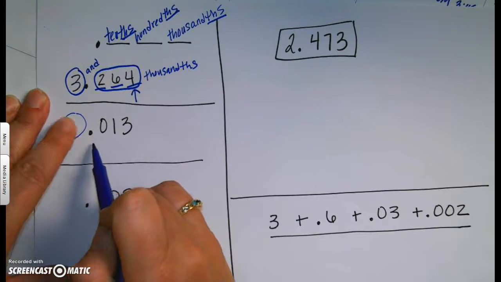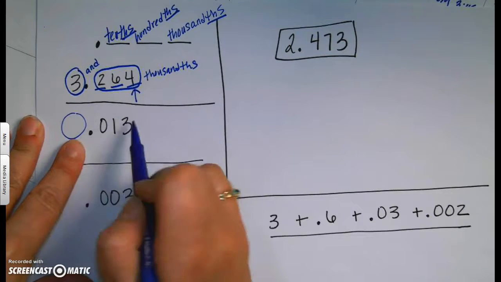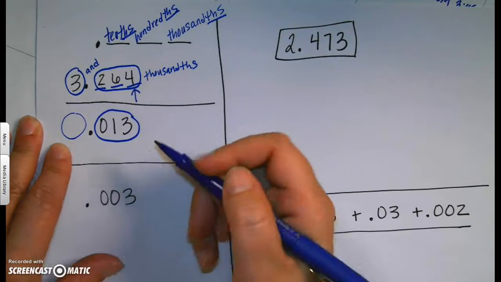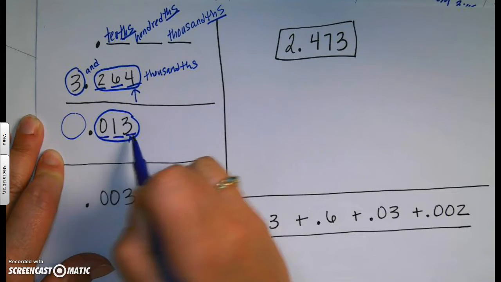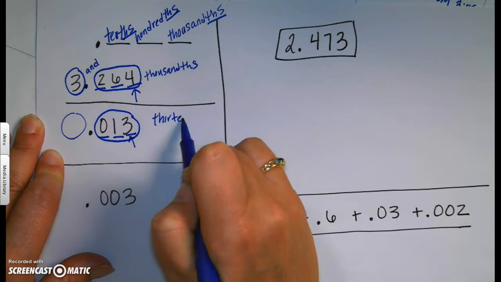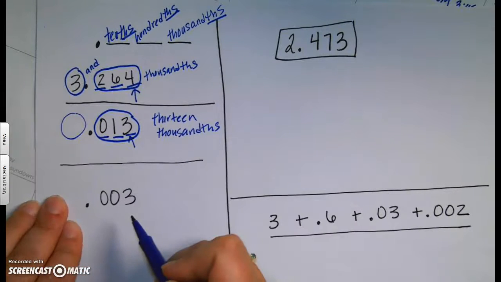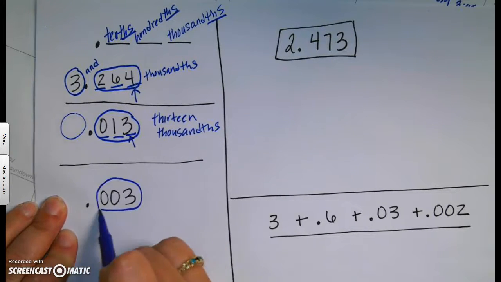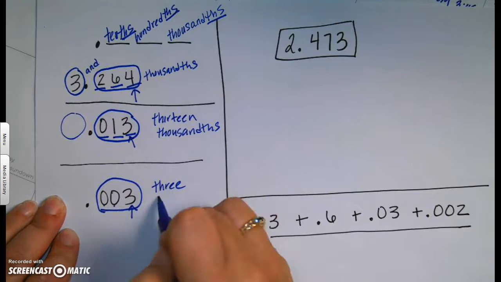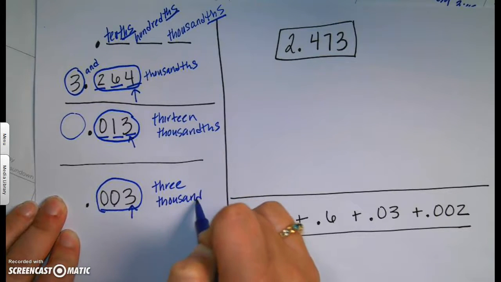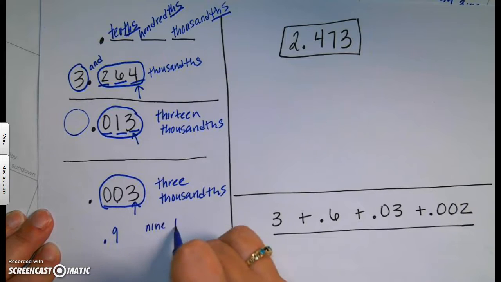Okay. When we look down here, this number, there is no whole number, so we say nothing. There is no whole number, so we don't say and. 13 something, we just say 13, and then you need your decimal word, so you find what spot the last digit is in again. The 3 is in the thousandth place, so we say 13 thousandths. This number is 3, and we say the last digit place value spot, which is the thousandths again. If we had 0.9, we would say 9 tenths.